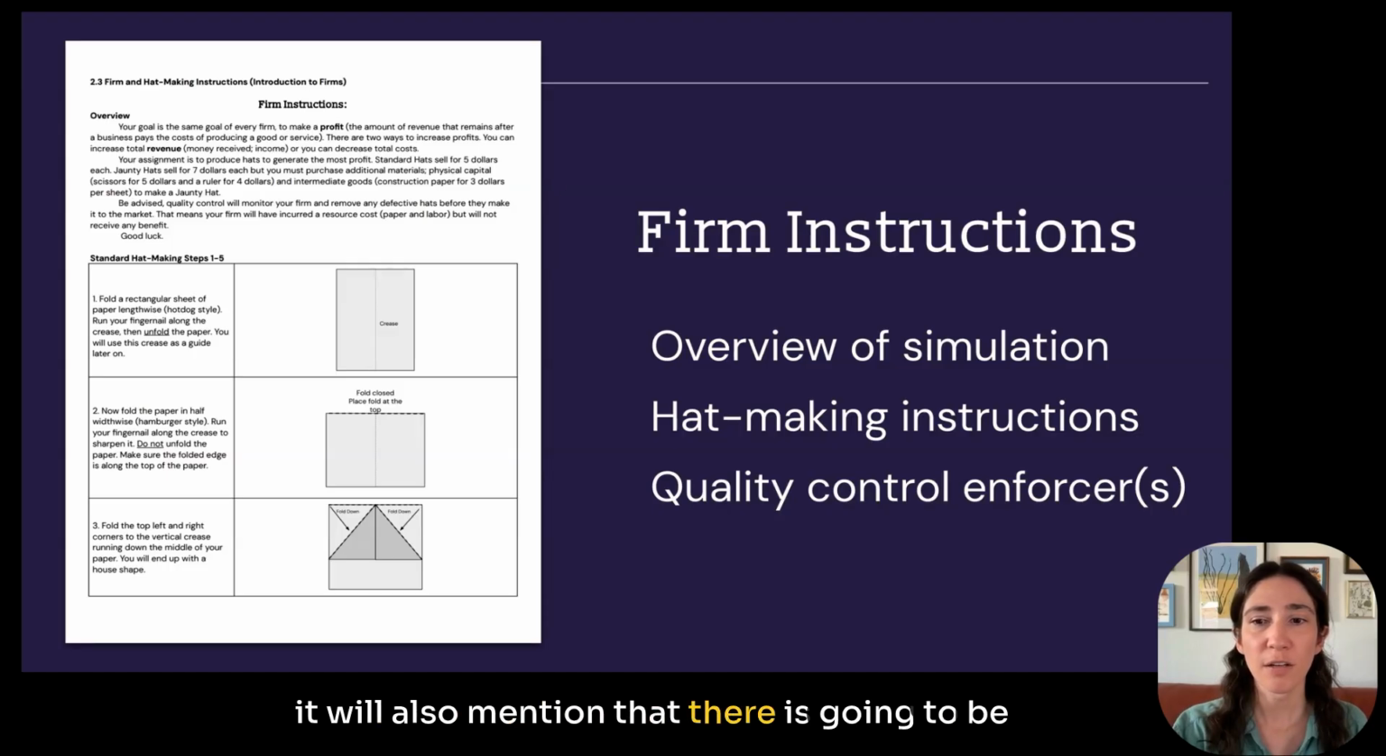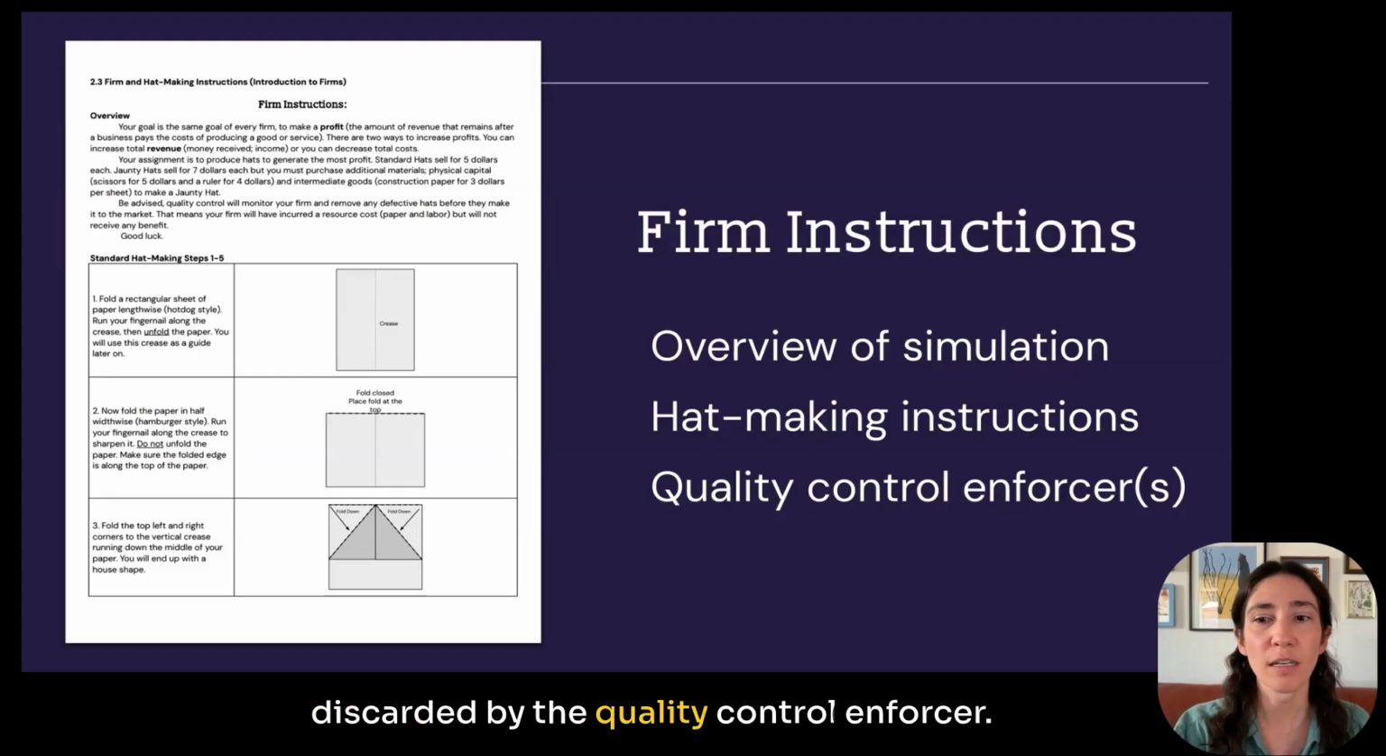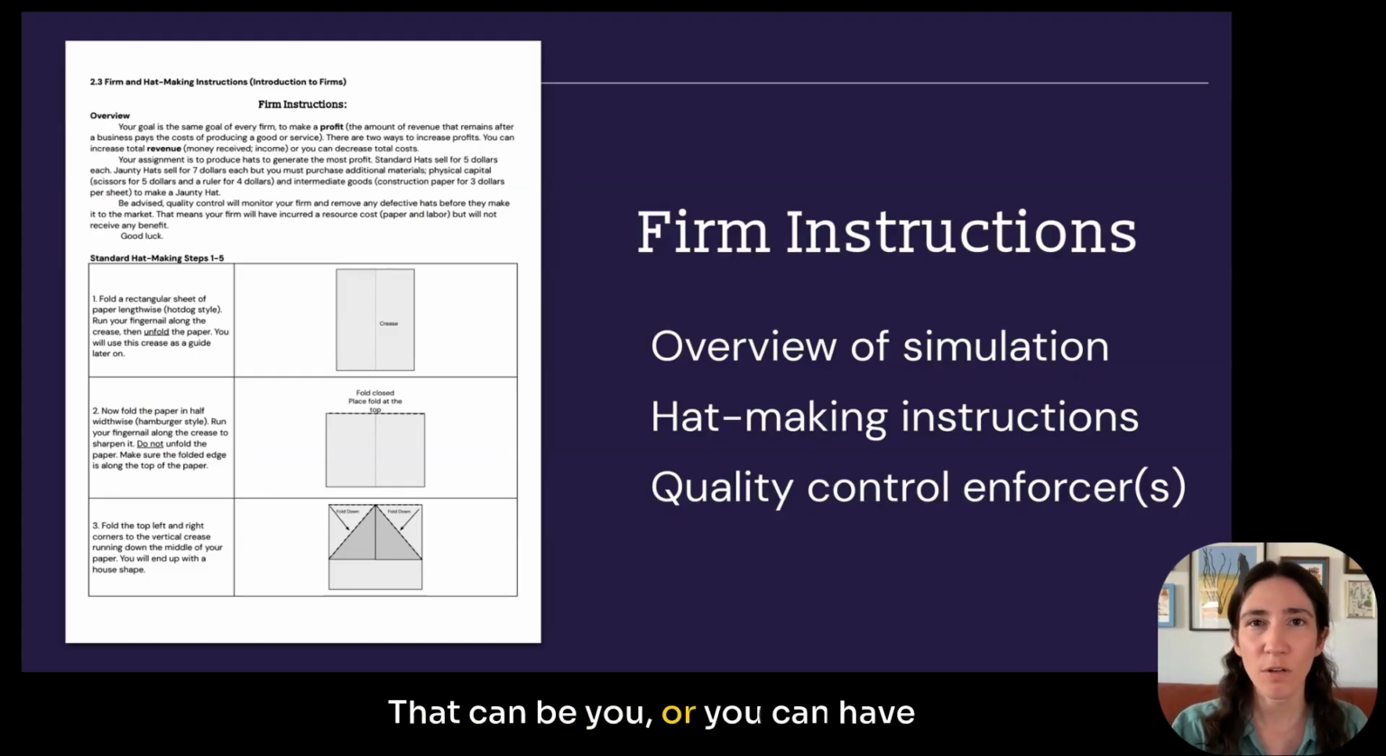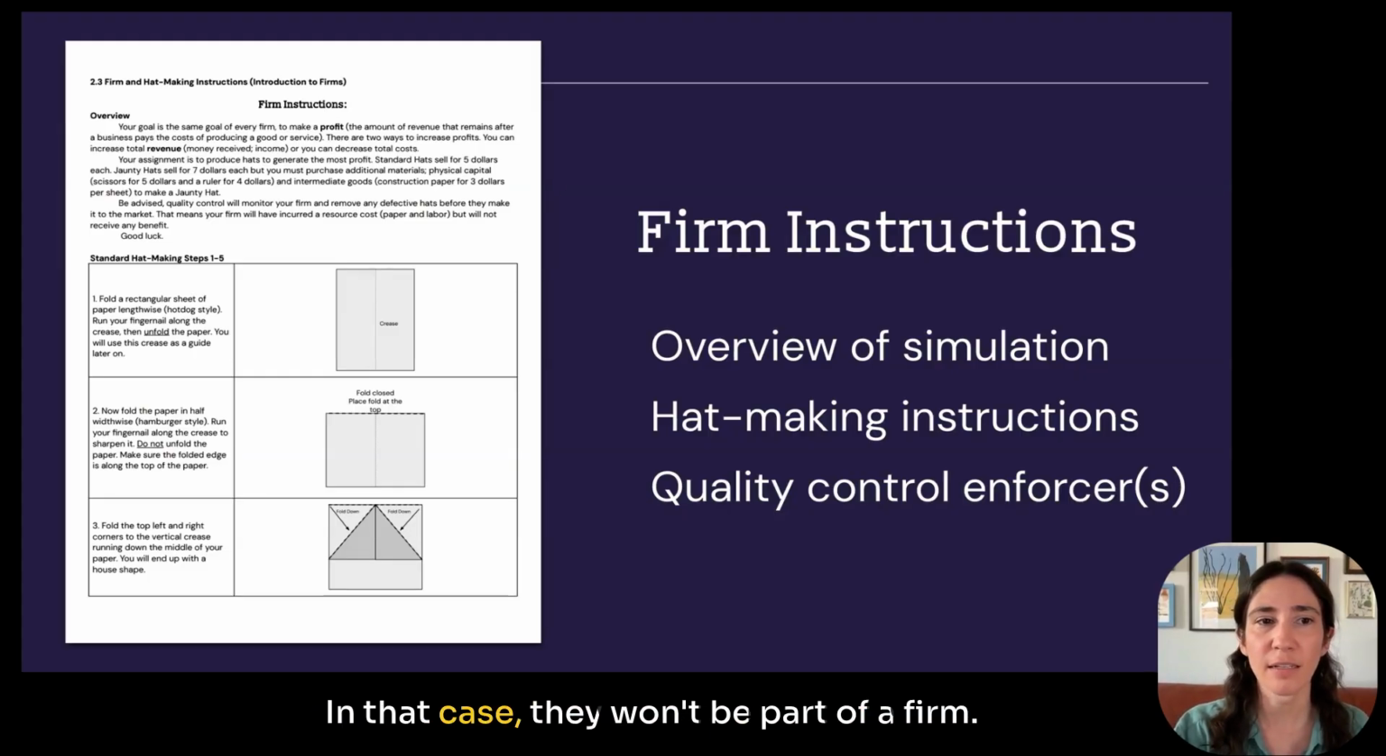It will also mention that there is going to be quality control, so any imperfect hat will be discarded by the quality control enforcer. That can be you, or you can have one or two students do that. In that case, they won't be part of a firm.